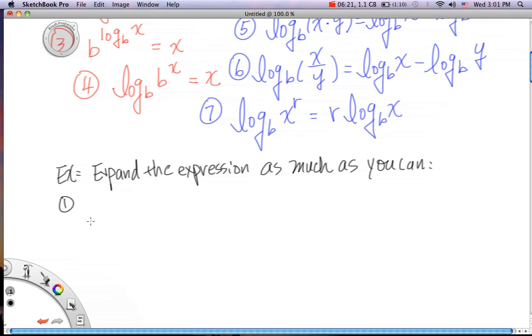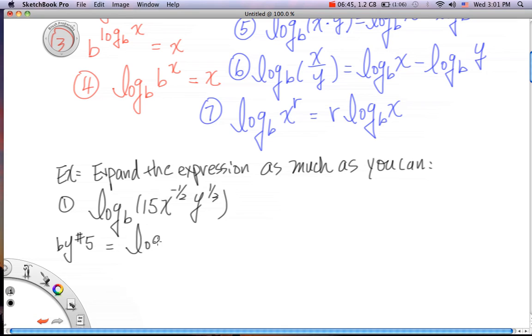Let's try to do one such as log base b of 15x to the negative 1/2 y to the 1/3. Okay, so how do I use this? Now if you look at rule number 5, that's the same as log base b of 15, right? These are all multiplication, so that means I can take log of each thing and add them together.